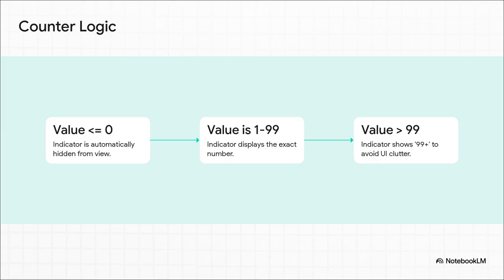It's so smart. If the value is 0 or less, boom, it just hides itself. Perfect, right? If the value is anywhere from 1 to 99, it shows you that exact number. And the best part, if you get more than 99 notifications, it doesn't try to cram in a huge number. It just cleanly shows 99 plus, so your UI never looks cluttered. It's just smart design, handled for you automatically.